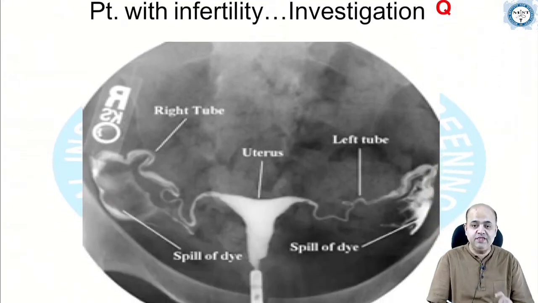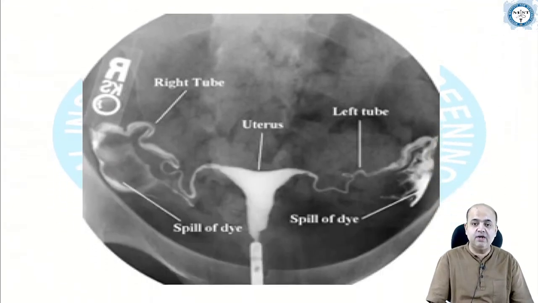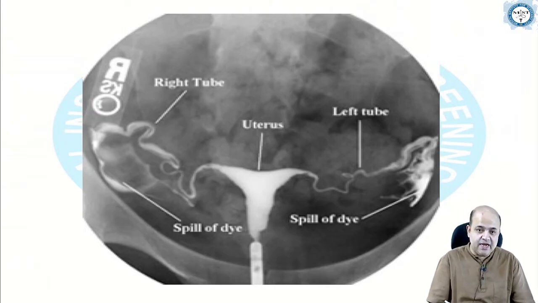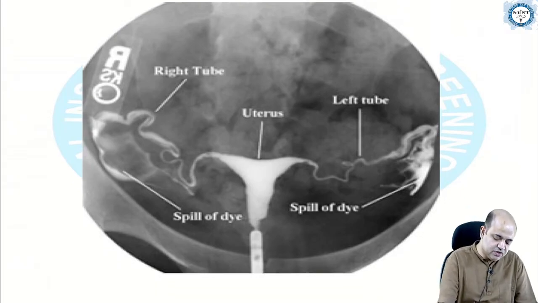Here we are seeing the spillage of the contrast through the fimbrial end of the fallopian tubes. We see the endometrial cavity. We see the caliber of the fallopian tubes. And this investigation is called the HSG investigation, hysterosalpingogram.